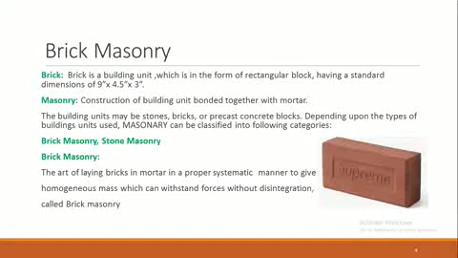So masonry is basically the construction of building units bonded together with mortar, and the building units which are combined by using various types of mortar like cement mortar and lime mortar are basically stones, bricks or precast concrete blocks. There are usually 2 types of masonry. One is brick masonry and the other is stone masonry. Stone masonry will be taught to you later on, but at the moment we would like to stick to only brick masonry.